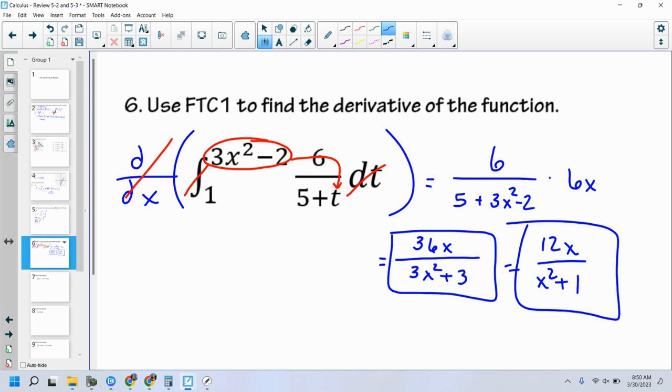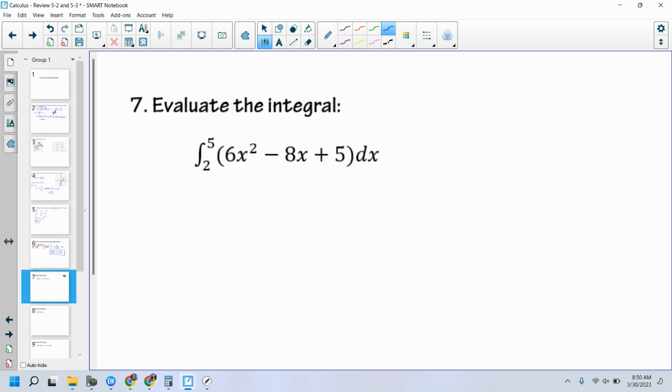Question. All righty, let's take a look at the next one. Evaluate the integral. Okay, question 7. I'm going fast, right? Evaluate the integral.